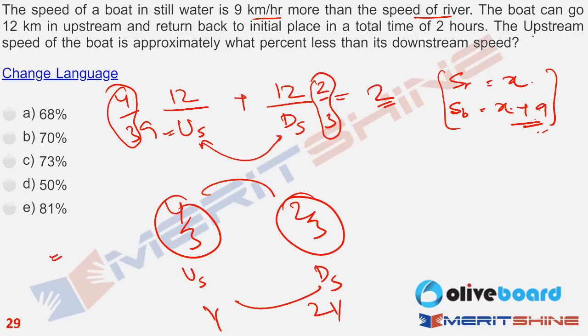So what are they asking me? The upstream speed of the boat is approximately what percent less than the downstream speed? So this is how much? This is 50% less, clearly. 50% of 2y will be y. I hope this is clear.